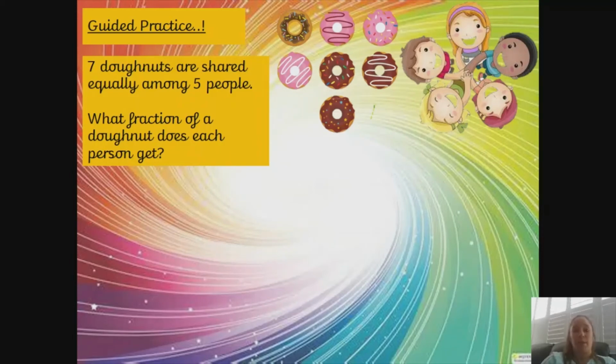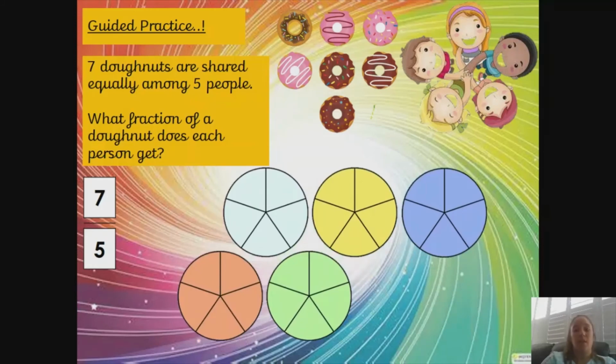Okay, write this down. 7 donuts are shared equally among 5 people. What fraction of a donut does each person get? Pause video, make sure you're writing it down. Okay, then come back when you're ready to move on. Okay, so first things first, we're going to write down our improper fraction. So we have got 7 donuts, which are our 7 equal parts, and we're dividing them equally among 5 people. So they need to be shared between 5.